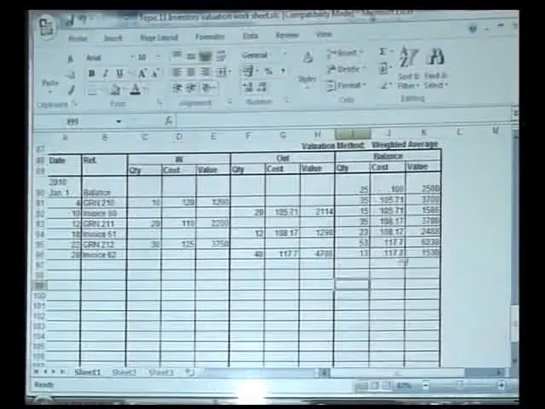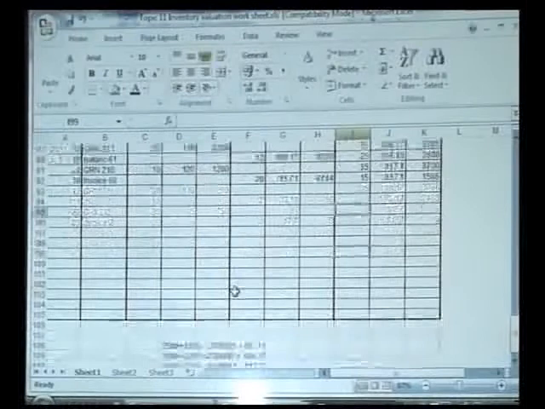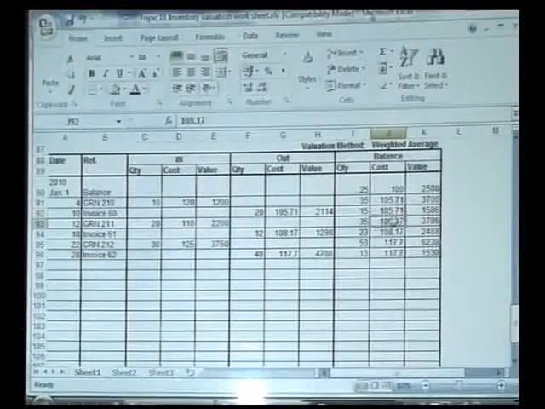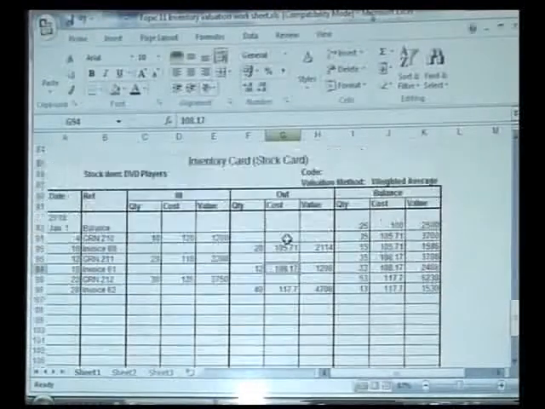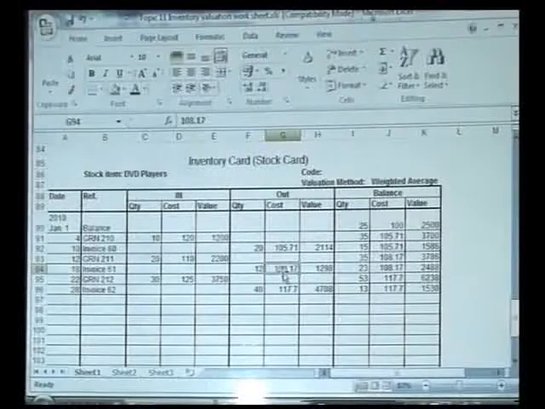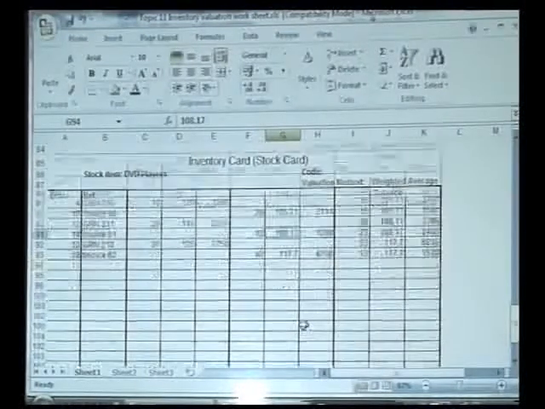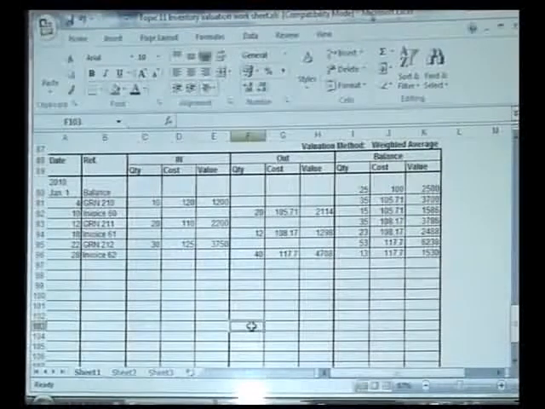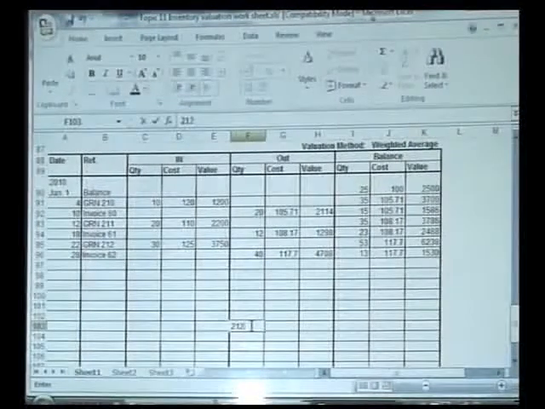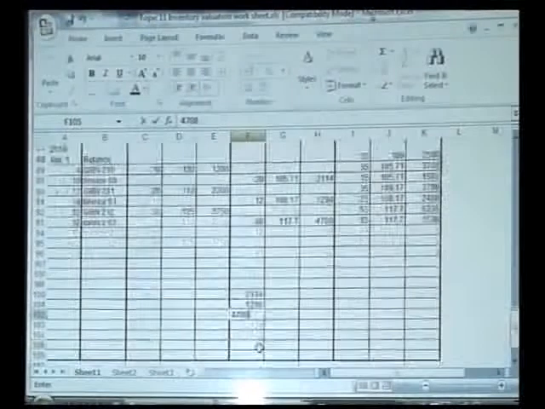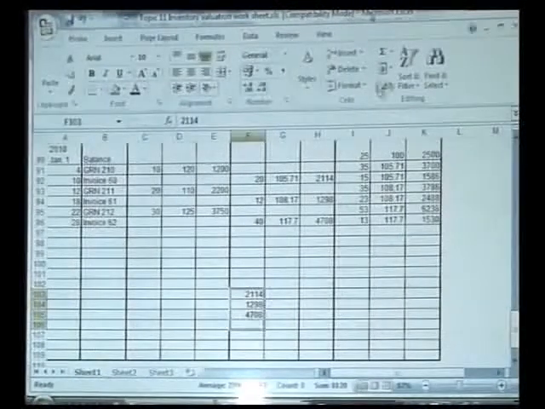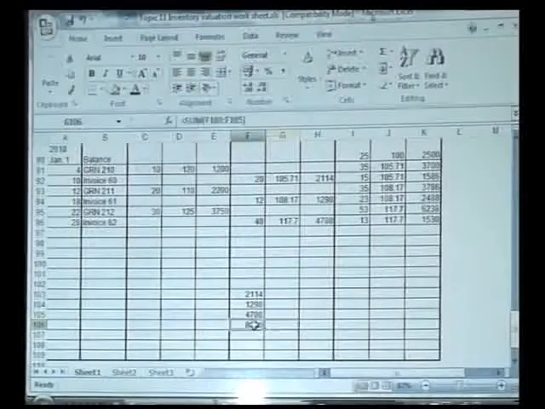So average price is calculated when there is a change, and that average price will be used for stock valuation and also for issues, to find the cost of goods sold. So if you want to find the cost of goods sold in this question, at these figures, 2114, 1298, 4708, then the total is 8120.